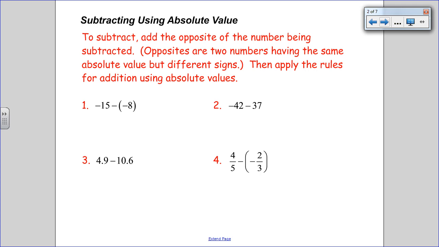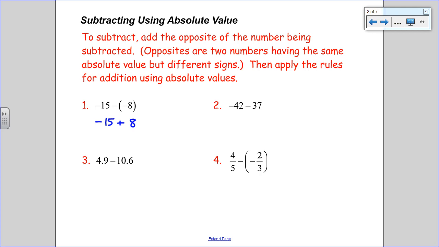Once we've rewritten our subtraction problem as an addition problem involving the opposite, then we can apply the rules for addition of real numbers using absolute values. Let's do some examples. Number 1, negative 15 minus negative 8. Instead of subtracting negative 8, we will rewrite the problem involving addition so that we add negative 15 plus the opposite of negative 8, which is just 8.